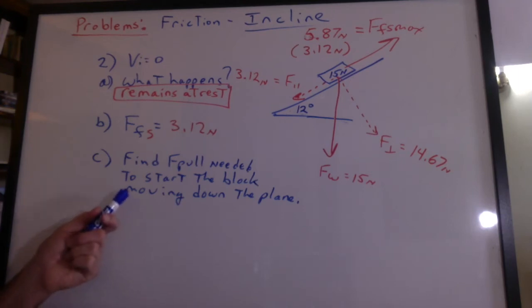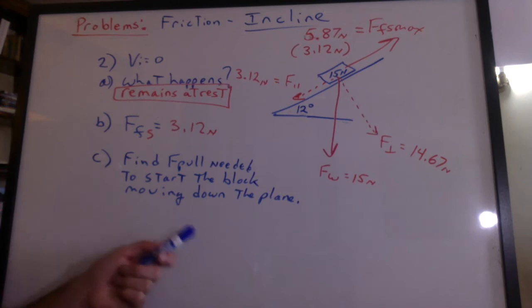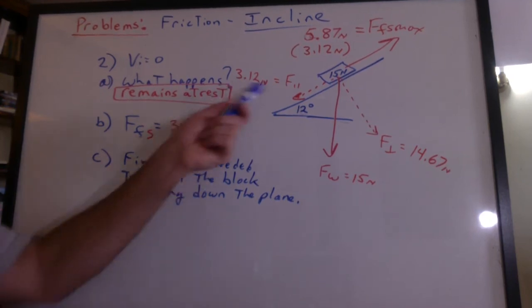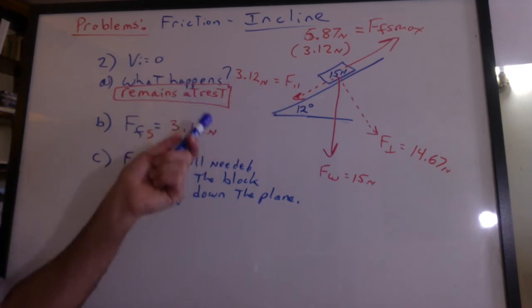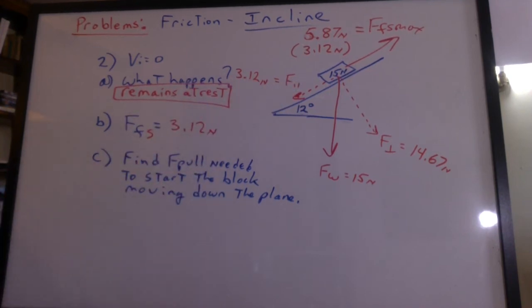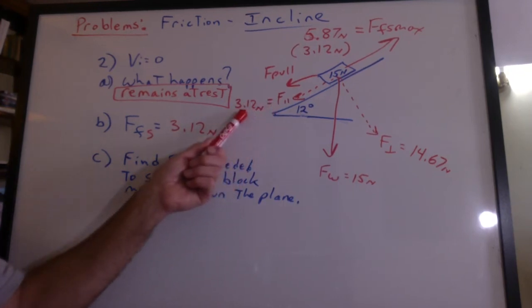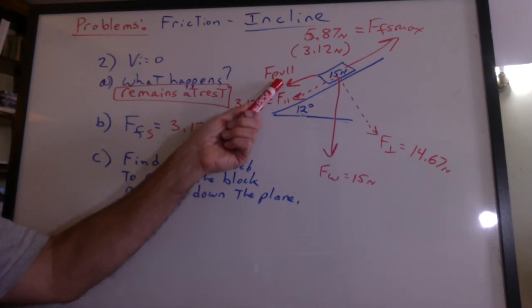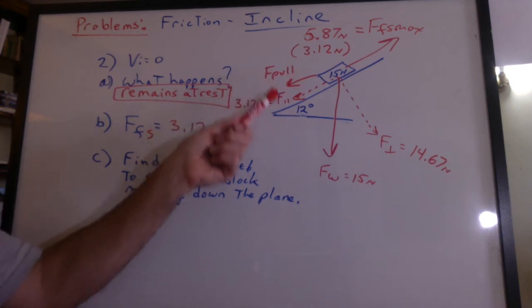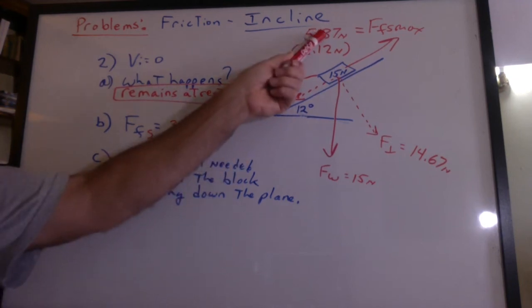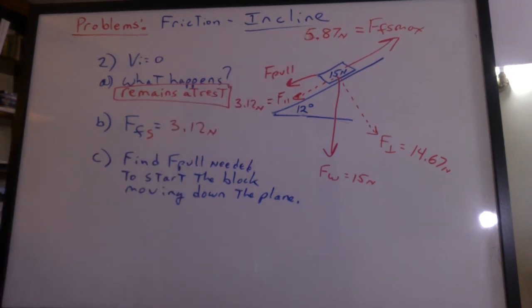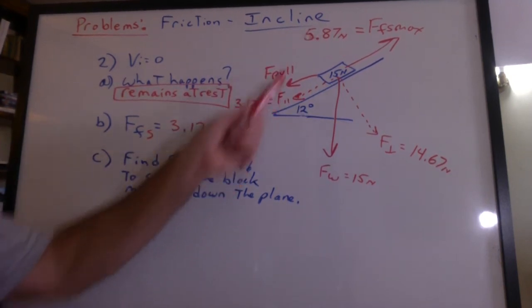Well, the next part is, how hard would you have to pull to get the block to start moving down the plane? Which way would you pull? I want it to move down the plane. It's not going down the plane, so I'm going to pull down the plane. That means the component of gravity pulling down the plane and you pulling down the plane have to add up to break static friction.